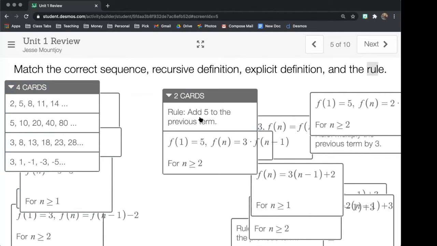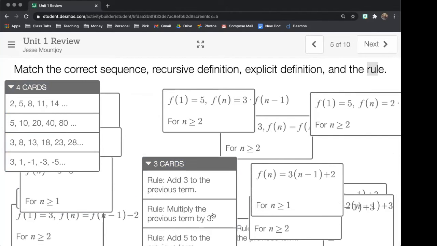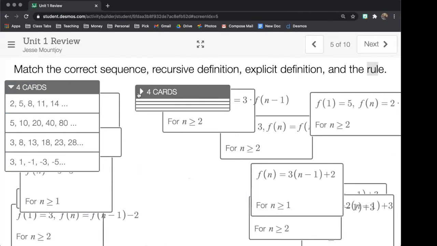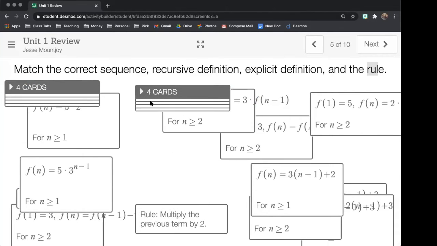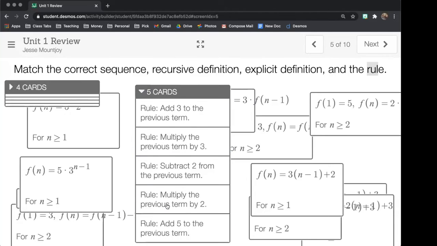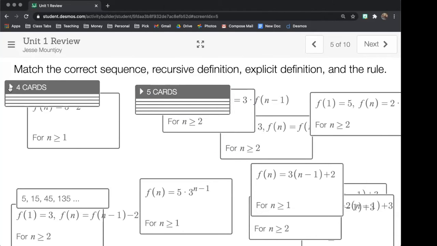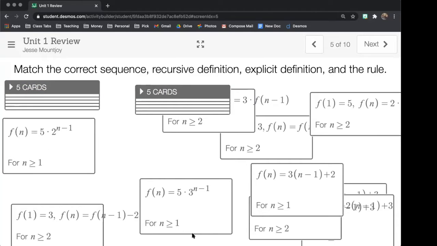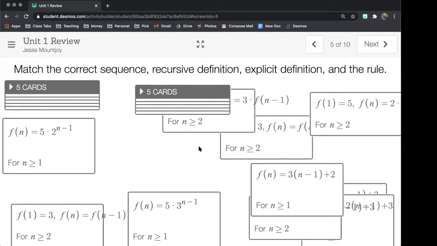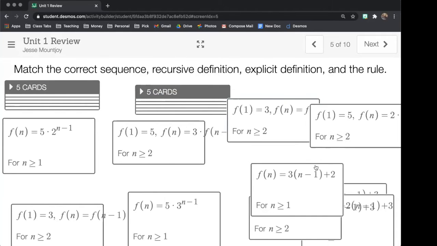Start grouping rules together. So anything that's labeled as a rule, I'm going to group that. And I'm just going to hide them for a second so I can finish grouping another rule. Let's see now, and another sequence. Okay, so I found all of those. And now I got a bunch of definitions, either functions that are recursive or functions that are explicit.